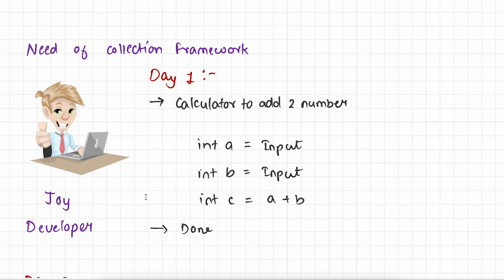One day his best friend came to him and said, "Joy, could you please develop a program for me to add two numbers?" Joy was joyful at that moment. He said, "Why not? I will develop software for you that can add two numbers." So what did he do? He simply initialized two variables a, b, and then he did the sum of a and b and stored it in a variable called c. And this is how he developed the program and gave it to his friend. His friend was happy and his work was done.